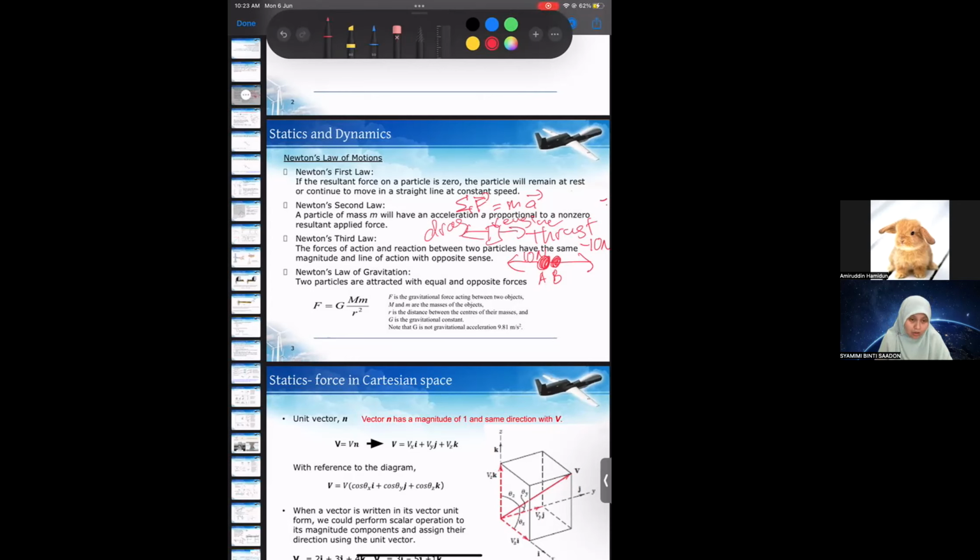Otherwise, we have Newton's law of gravitation: two particles are attracted with equal and opposite force, kind of like the third law. But this is applied to an object which has a gravitational force acting on the object or mass. Okay, next.